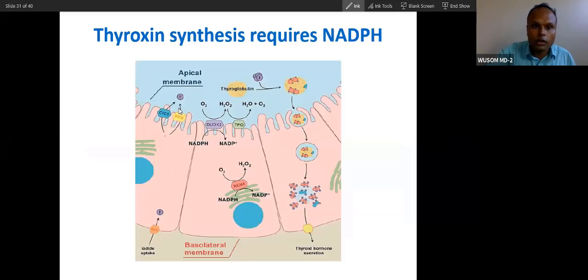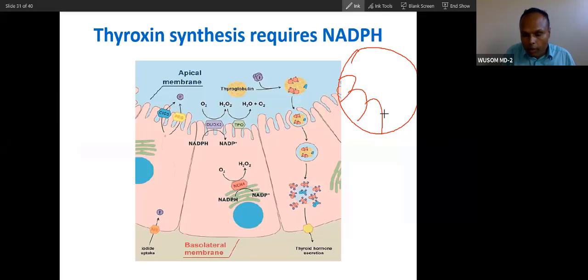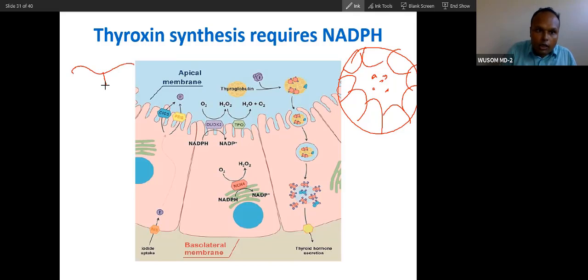Okay, so DuOX. You can see here the DuOX enzyme is there. This is actually the thyroid follicle. The thyroid follicle is like this, so there will be columnar epithelial cells here. Here is thyroglobulin inside this follicle, and in this thyroglobulin there are tyrosine residues like this. Many tyrosine residues will be there.